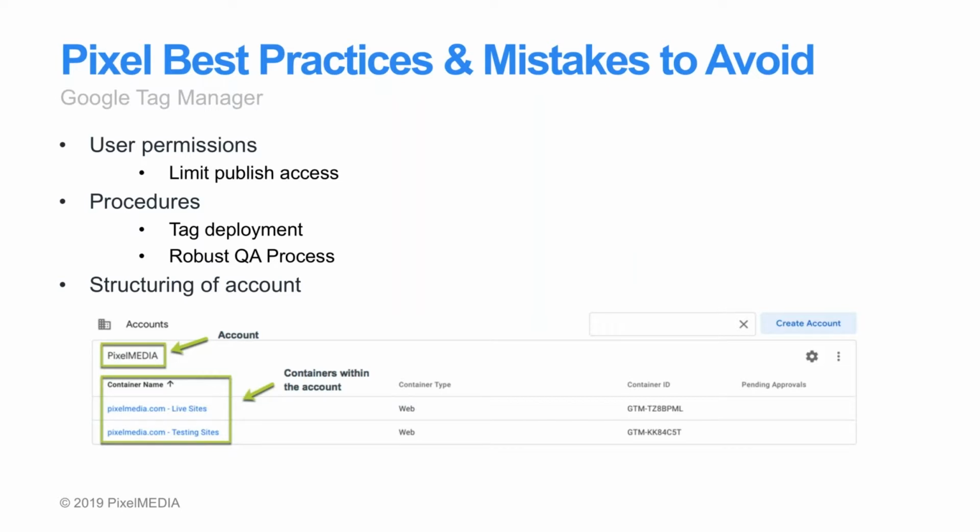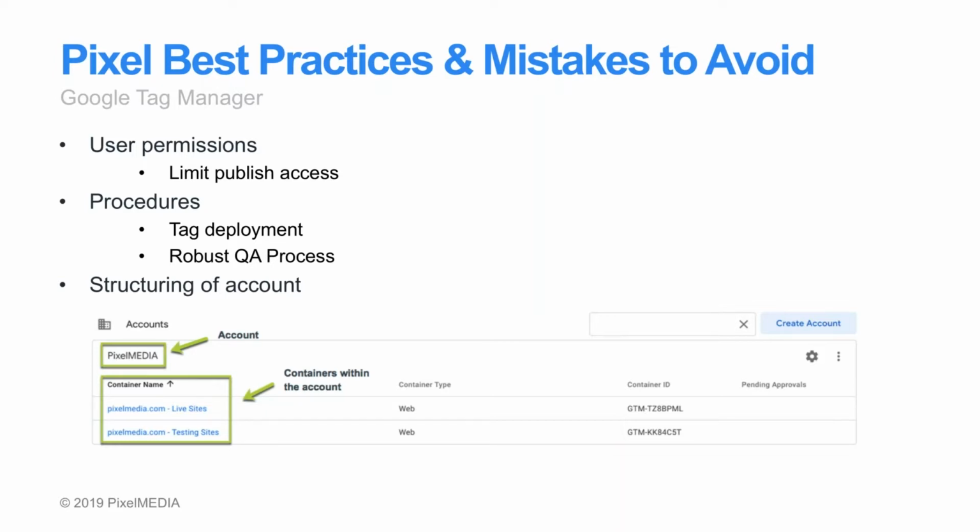The last best practice I'm going to cover is the structure of your Google Tag Manager account and container. So looking at the screenshot on this slide, Pixel recommends using one account per company and one container per site. If you have multiple domains under the same business, utilize a separate container. You should also use separate containers for staging and production sites.